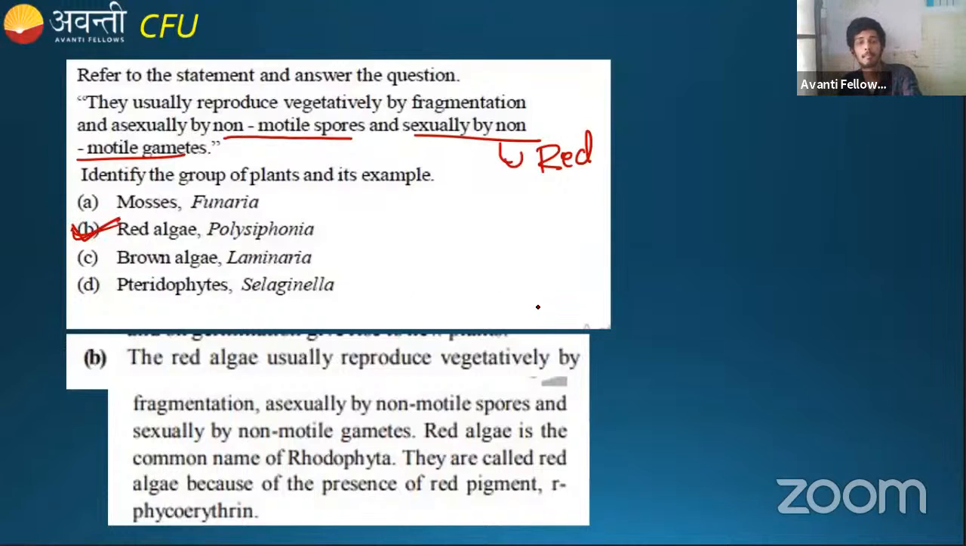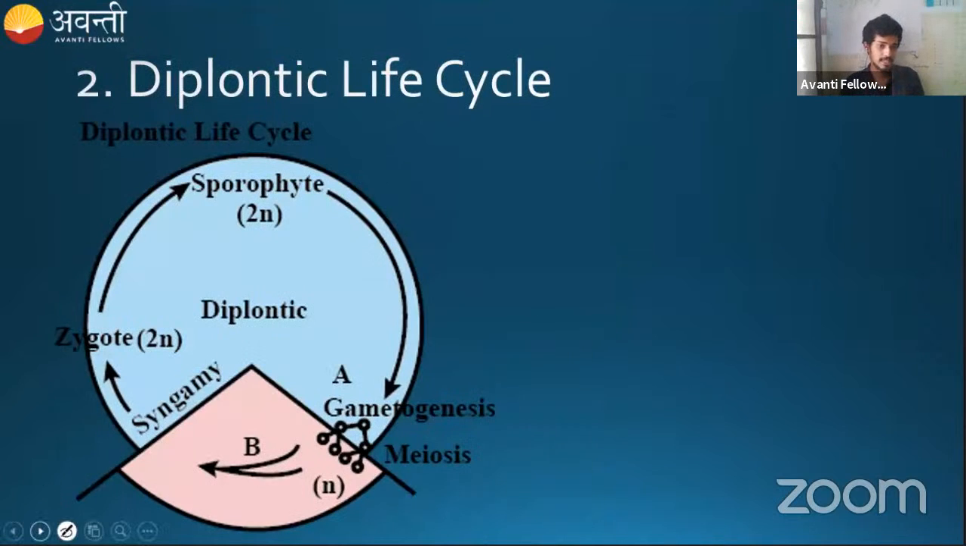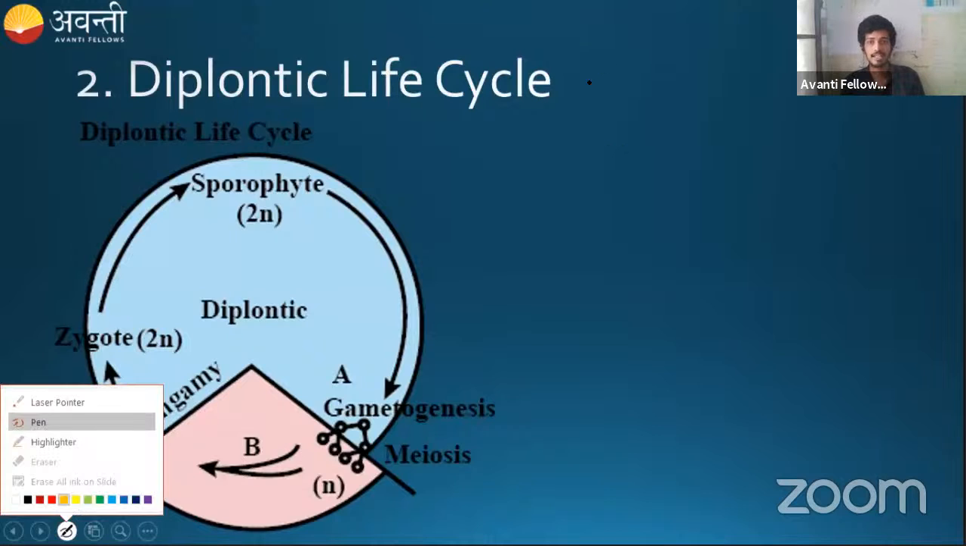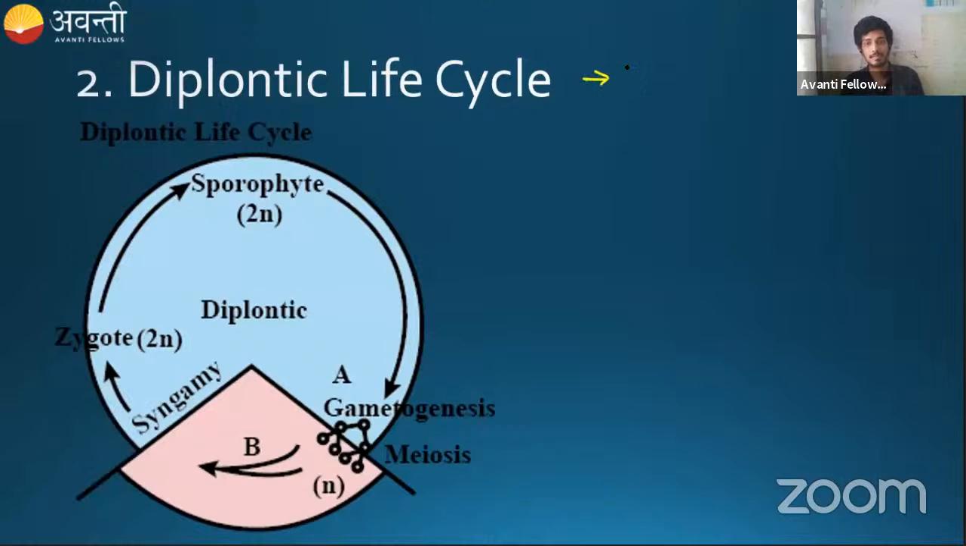Next is the diplontic life cycle. What happens in the diplontic life cycle? You guys can answer, right? Diplont means diploid, right? Diploid phase.